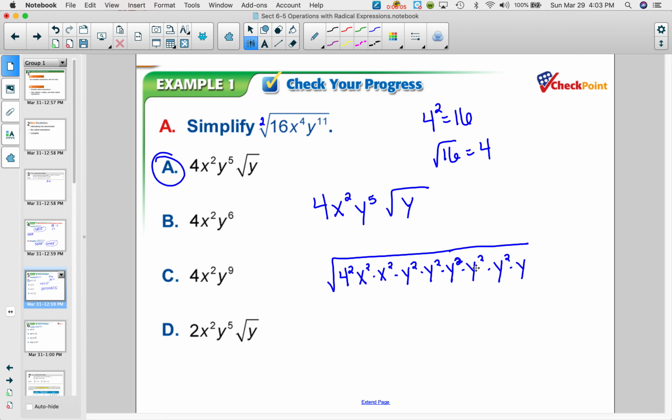Each of these, notice I have 5 of them, so when I take the square root, I get y times y times y times y times y. So that's why I had y to the 5th. And this one is not a perfect square, so it stays inside. This is your answer. But in case some of you needed another visual, this is really what's happening. My little dividing thing is just a shortcut.